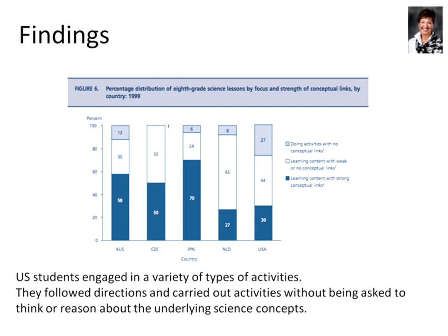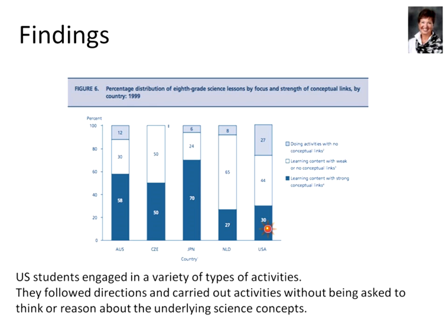And the findings, maybe you're surprised by this, maybe you're not. I think the good news is that U.S. students engaged in a variety of types of activities. They were able to follow directions and carry out those activities, but they were not asked to think or reason about the underlying science concepts. And so if you look at the U.S. column here, the gray at the top is doing an activity with no conceptual links. And that's really concerning, and clearly we're doing that more in U.S. classrooms than in other places. The next bar down is with minimal links to the concepts, and then finally with strong links to the concepts.